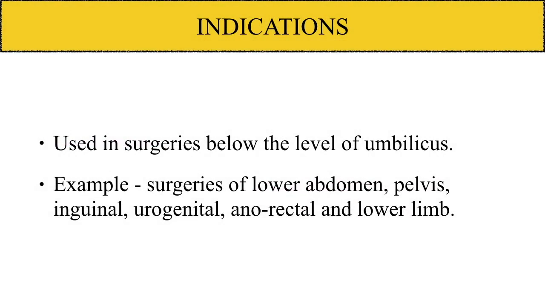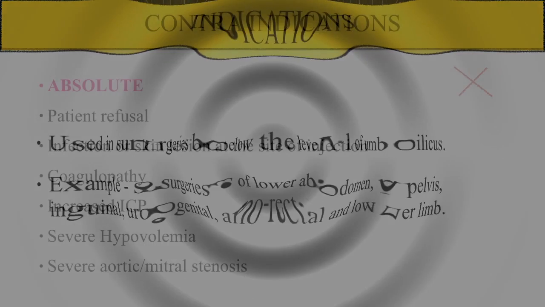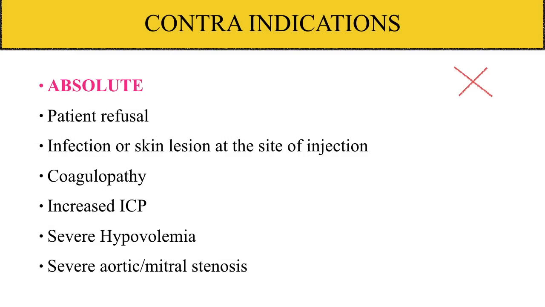Indications for spinal anesthesia are surgeries below the level of the umbilicus, for example surgery of the lower abdomen such as appendicectomy, and surgeries of the pelvis, the inguinal canal and inguinal region, and urogenital, anorectal, and lower limb surgeries can be performed under spinal anesthesia. Then, what are the contraindications where we are not supposed to use spinal anesthesia?